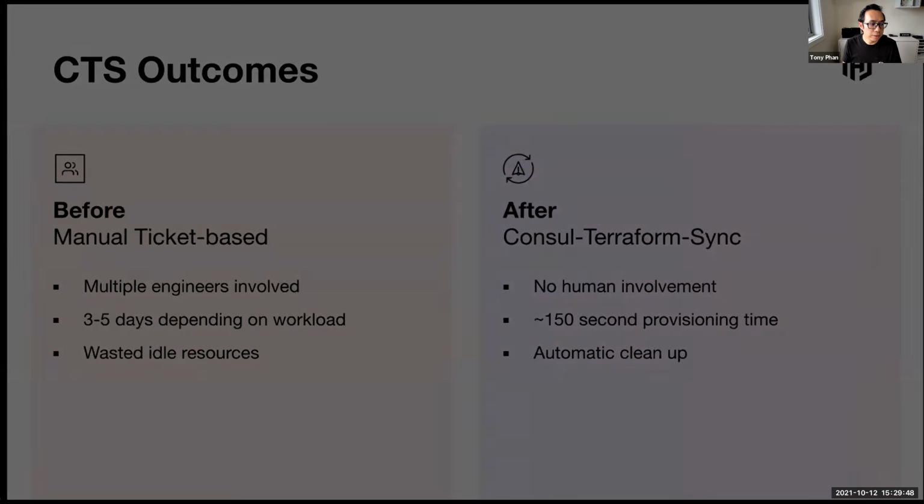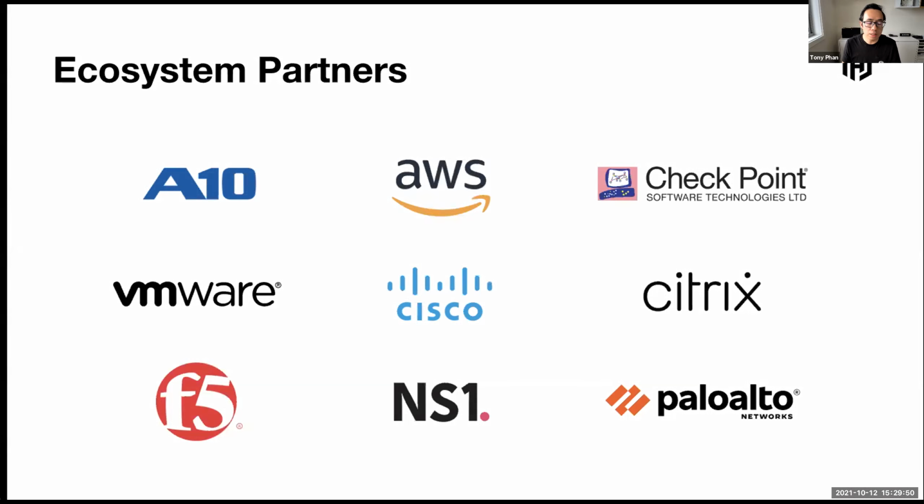So there is an ecosystem of providers. There are A10 providers, there's AWS, Checkpoint, VMware, Cisco, Citrix, F5 like we saw today, Palo Alto, and more. You can use custom providers as well, and custom modules. So Terraform has a registry with a rich ecosystem of providers that you can leverage to meet any organization's requirements.